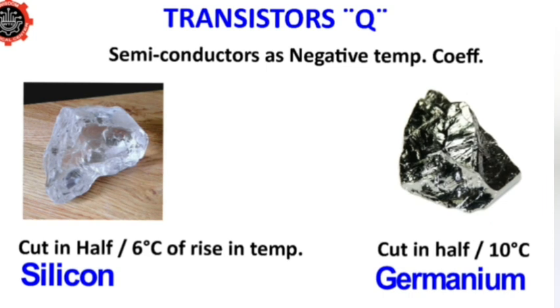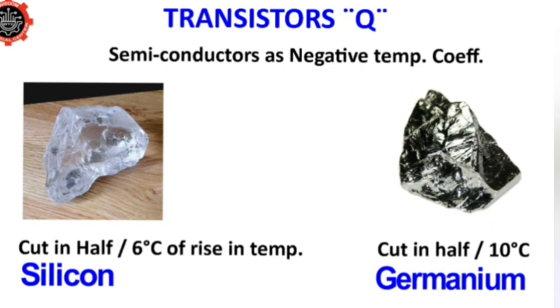Now, with silicon, which is again the most popular semiconductor material, its resistance is cut in half for every 6 degrees Celsius of raised temperature. Meanwhile, for germanium, its resistance is cut in half for every 10 degrees Celsius of raised temperature. Silicon is 1,000 times more resistive than germanium at room or normal temperature.